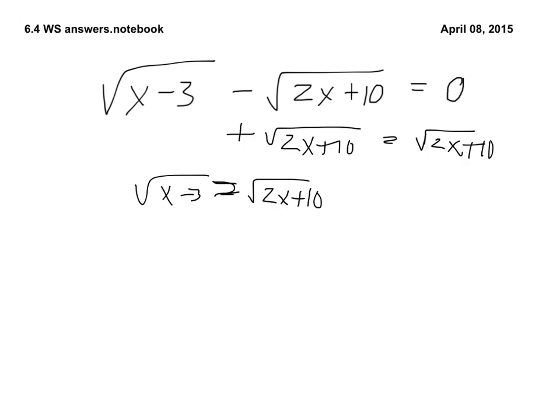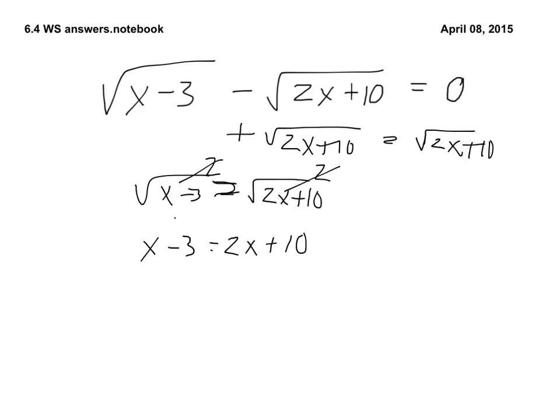Okay, now that we have a square root equal to a square root with no addition or subtraction signs separating any radicals here, we can just go ahead and square both sides. And this would be a true statement to do that. So then those cancel out. Now we have x minus 3 equals 2x plus 10.